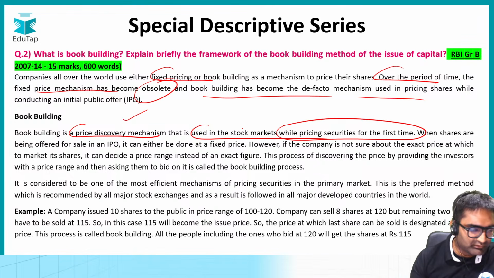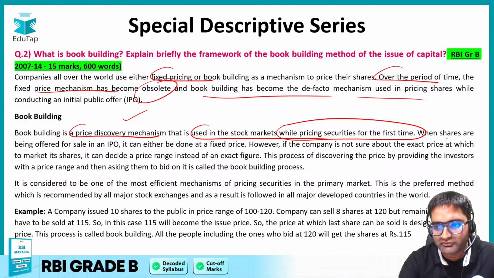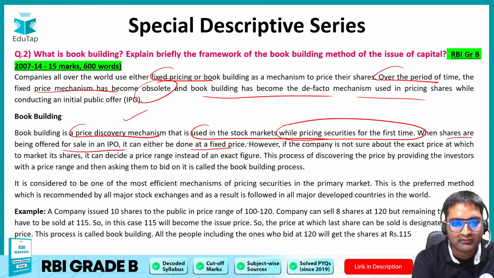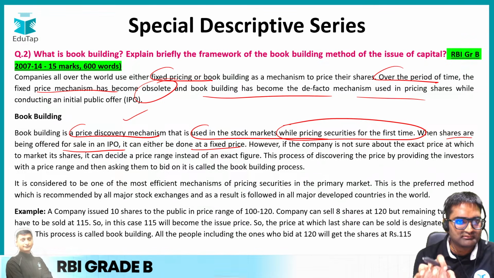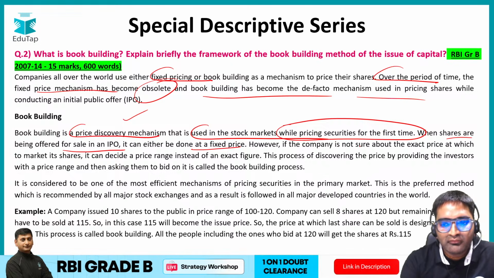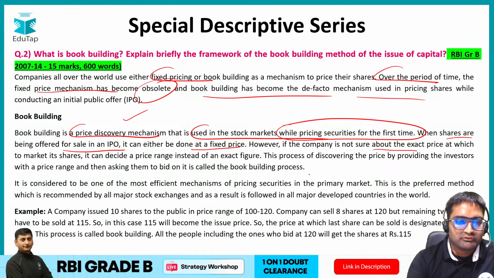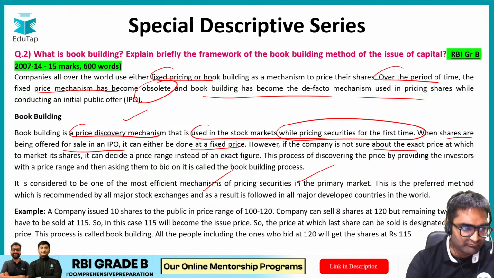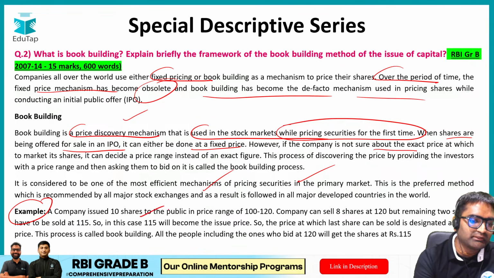Okay, while pricing securities for the first time, when shares are being offered for sale in an IPO, it can either be done at a fixed price. You can go for a fixed price, but this is the best method wherein the price is fixed as per the market. If the company is not sure, they will go for the book building process. It is one of the most efficient mechanisms, as we have mentioned, and you can also give an example as I already told you.